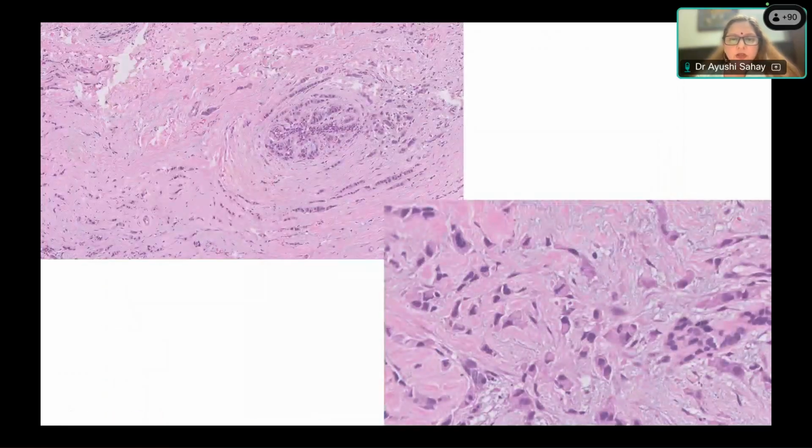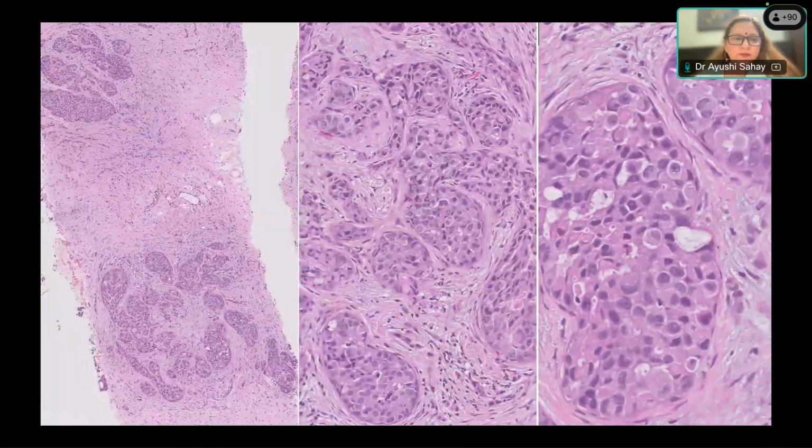And what about this? There is a focus of LCIS, lobular carcinoma in situ. So how are you calling it lobular carcinoma in situ and not DCIS? Ma'am, there is epithelial and myoepithelial, and it is a lobular arrangement, not the ducts involved. So cancerization of lobules will also look like this. And the cells are plasmacytoid in appearance.